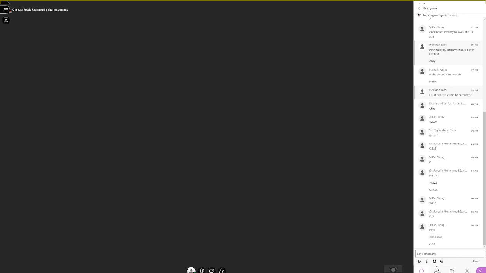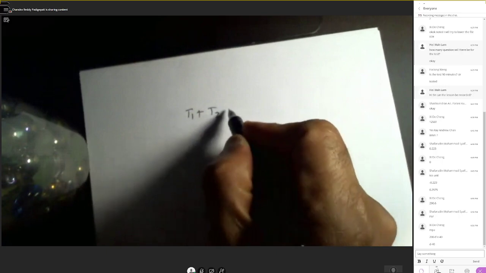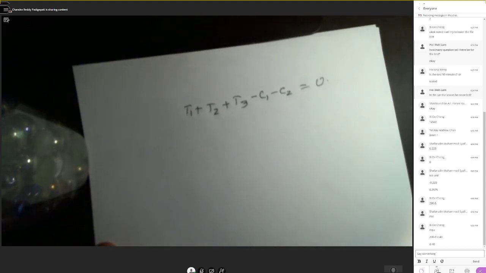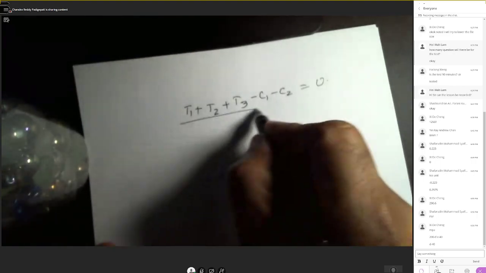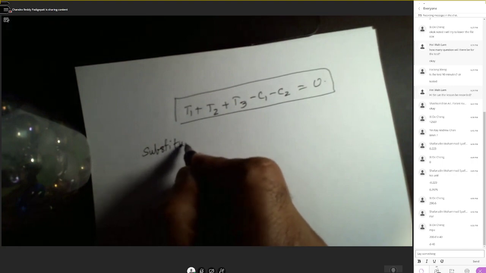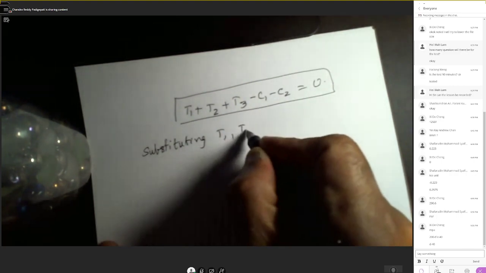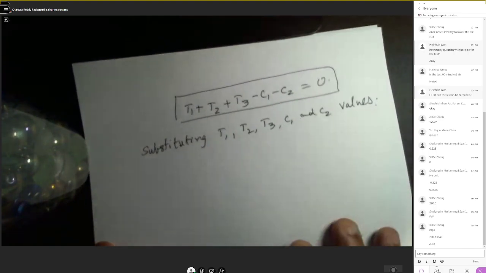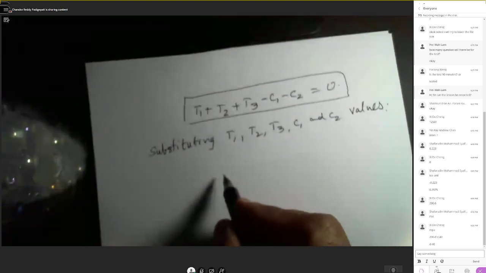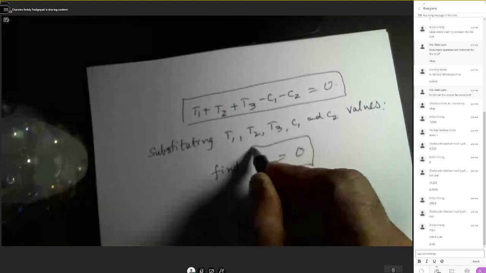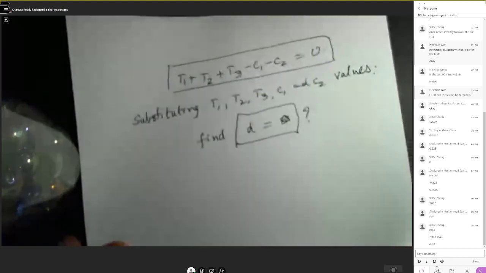I think I'll move to the camera, so that will be easy. So we write T1 plus T2 plus T3 minus C1 minus C2 is equal to 0. Substitute the T1, T2, T3, and C1 and C2 values. Find D. Okay guys, I'll give you 5 minutes, calculate.